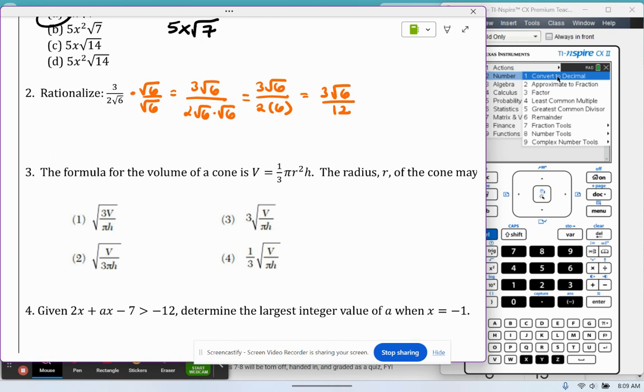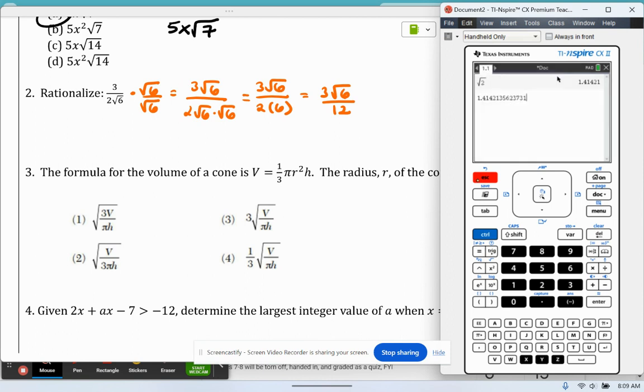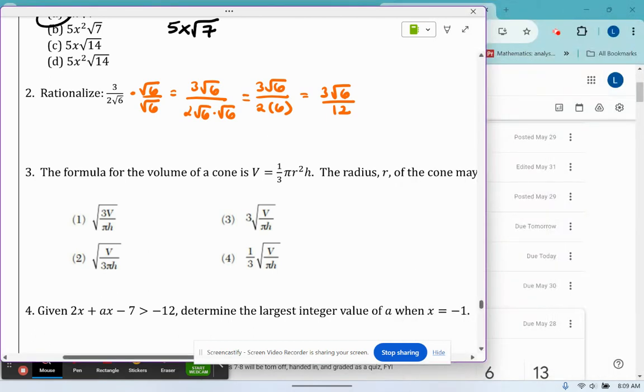If you want to see if that reduces or not, you can go to your calculator. You could just see that they're both divisible by 3, so I can cancel. But you could go to your calculator, type in only the coefficients, not the square root symbol, because then you're going to get an irrational number. Type in just the coefficients, 3 over 12, and your calculator will reduce it for you. 1 over 4. So you'll get radical 6 over 4.